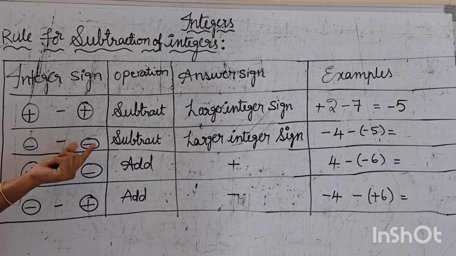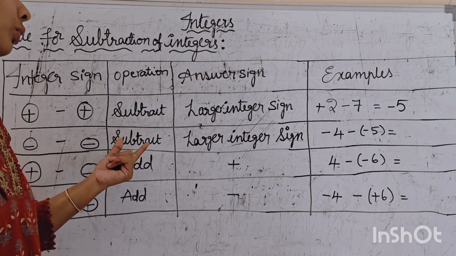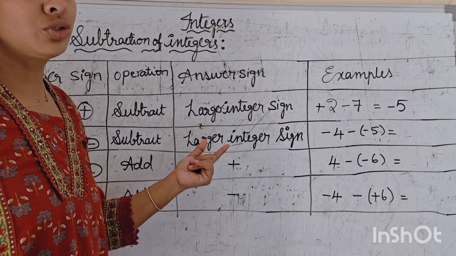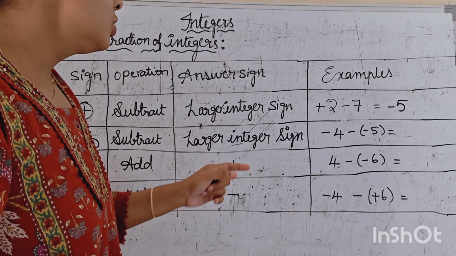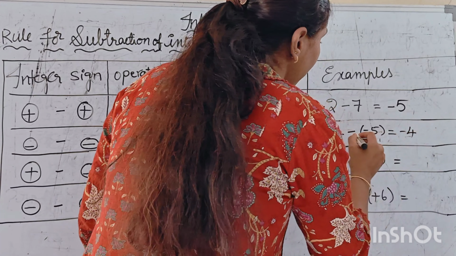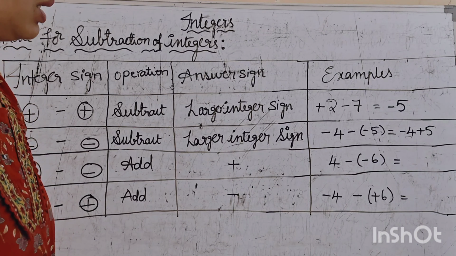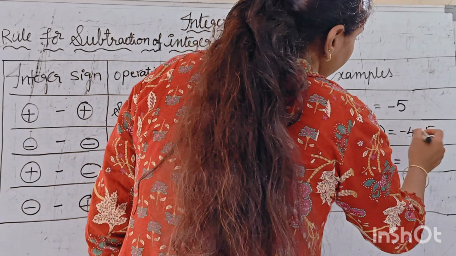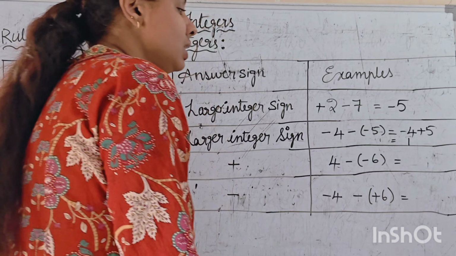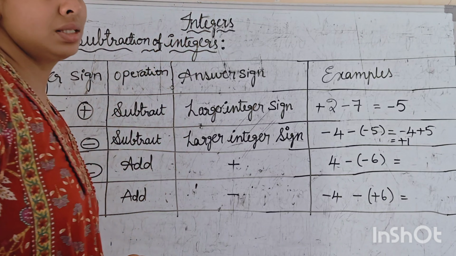Next one, both have negative signs. If you want to subtract such numbers, we need to go for a subtraction operation, and the sign is based on the greater number's sign. So now see here, minus 4, here we need to apply minus 4. Minus into minus becomes plus. Now different signs are there, so we have to go for subtraction. If I subtract, I get 1. Which is the greater number? 5 is greater, it has the plus sign, so plus 1 is the answer.